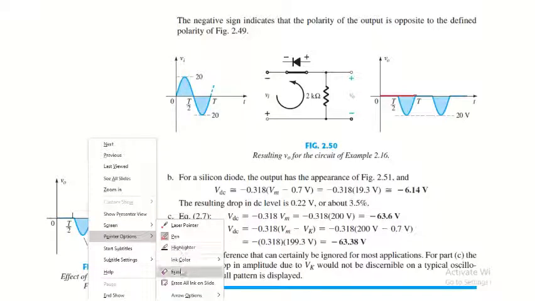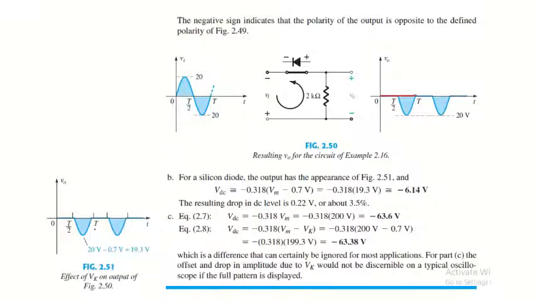Let me mark it in color red. So what we discussed lately, that these are two patches with the value of 0 here. So the average DC value is approximately equal to minus 0.318 (Vm minus 0.7) for the silicon diode. So it is equal to minus 0.318 into 19.3, that is 20 minus 0.7, which is equivalent to minus 6.14 volts.